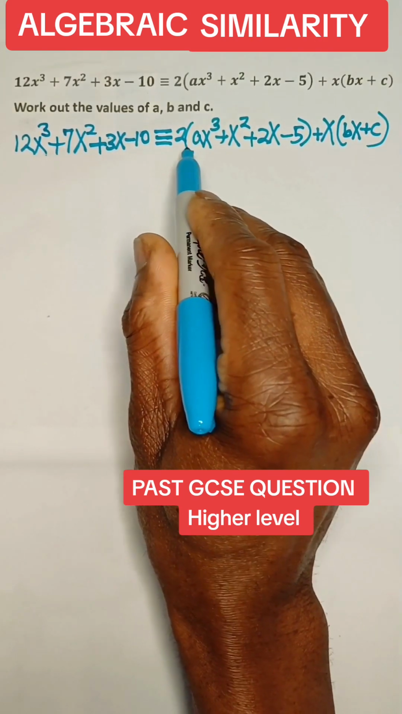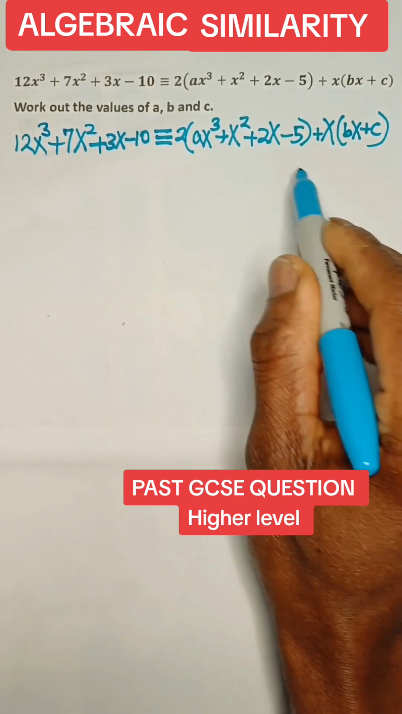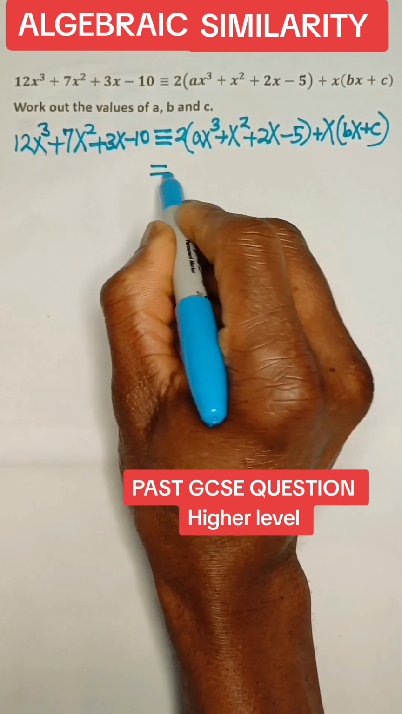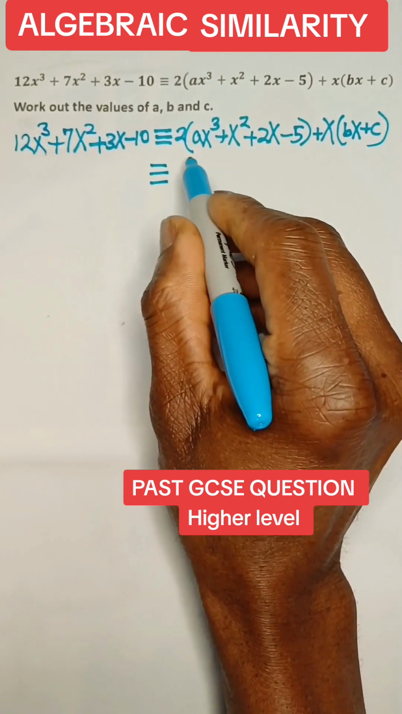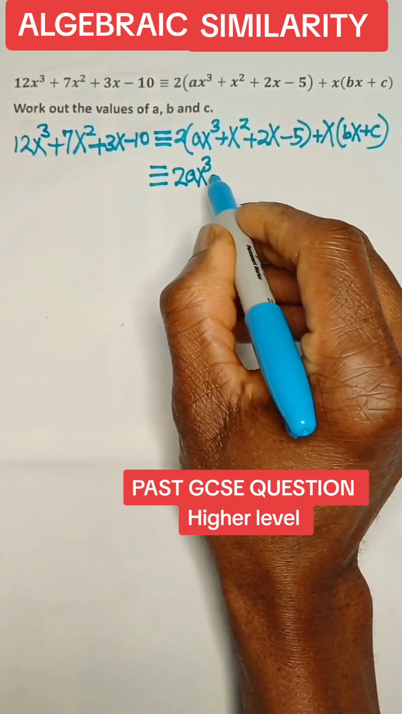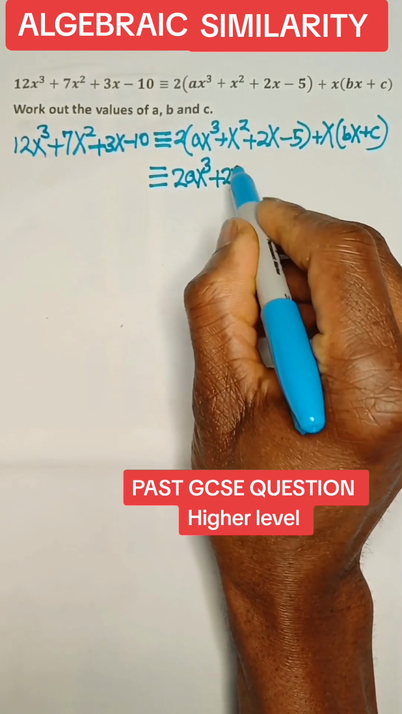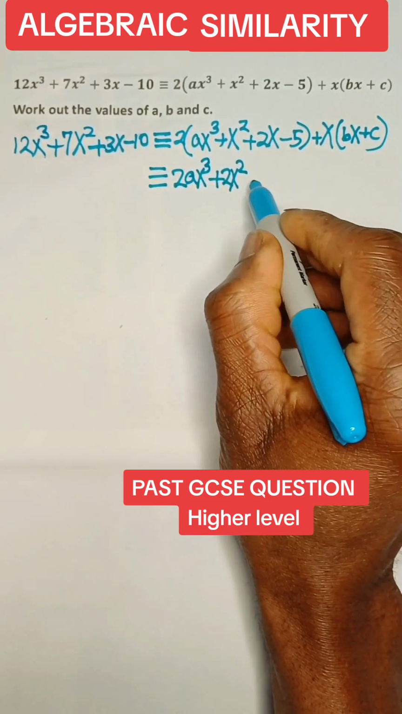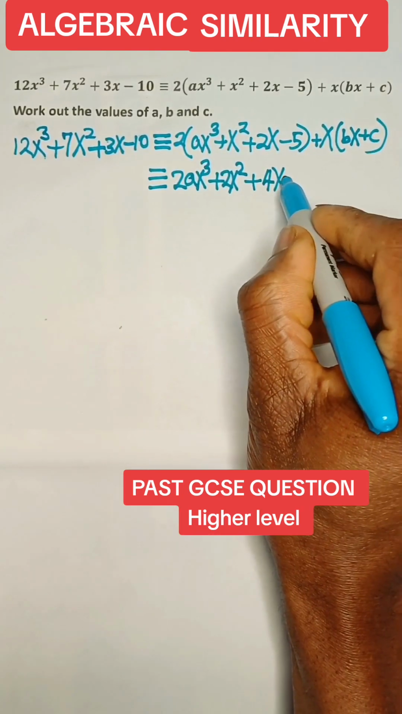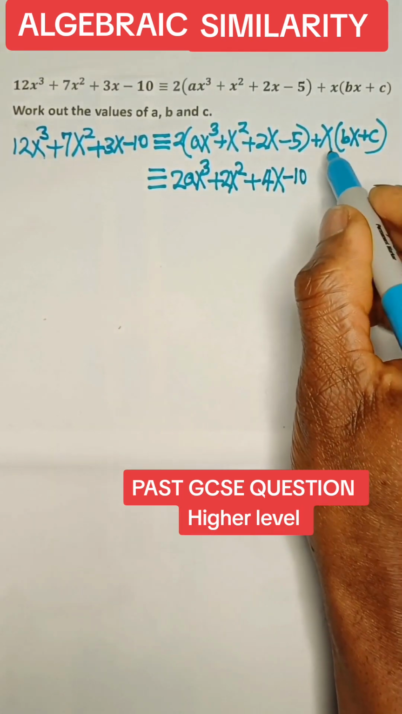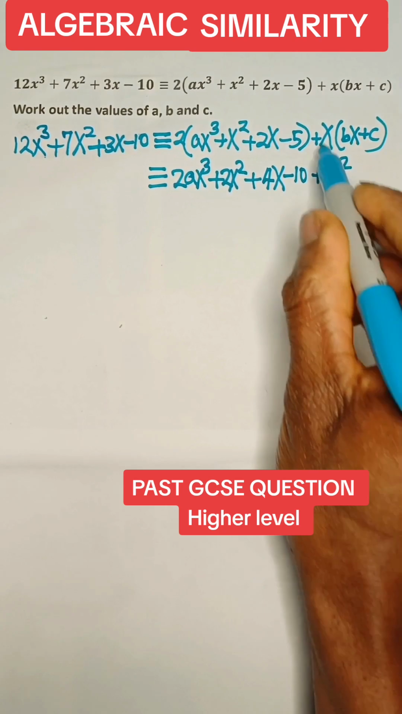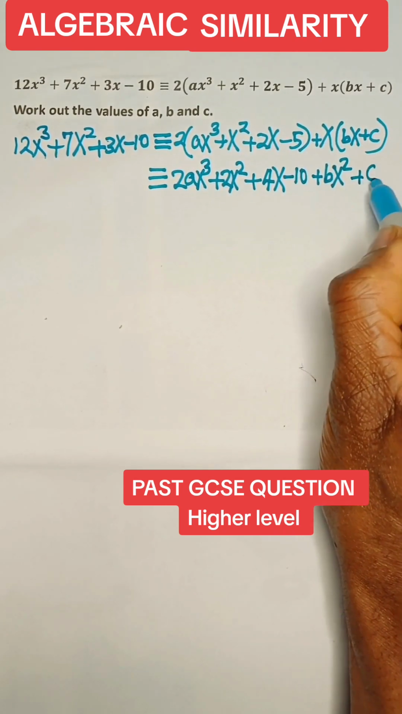We will use the 2 to multiply the terms in the parentheses, and we also use x to multiply the terms in the parentheses. So 2 times ax cubed, we have 2ax cubed. 2 times x squared, we have 2x squared. 2 times 2x, we have 4x. And 2 times minus 5, we have minus 10. Then x times bx, we have bx squared, and x times c, we have cx.